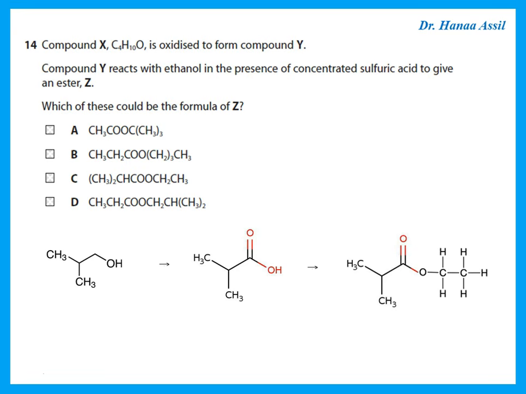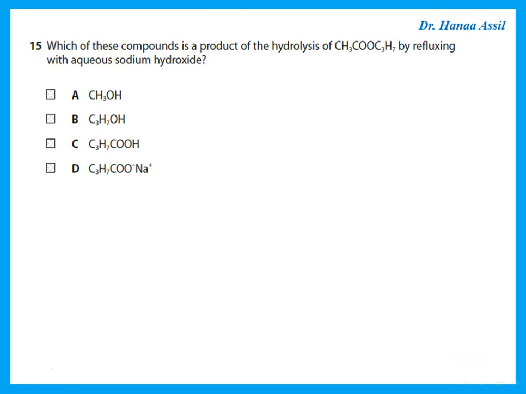So which one is the correct answer? That's this one. If you look at all the choices, you first of all must have an ethyl ester, ethyl something, ethyl butanoate. So the only one actually that is ethyl butanoate is C. Okay, which of these compounds is a product of the hydrolysis of this ester by refluxing with sodium hydroxide?